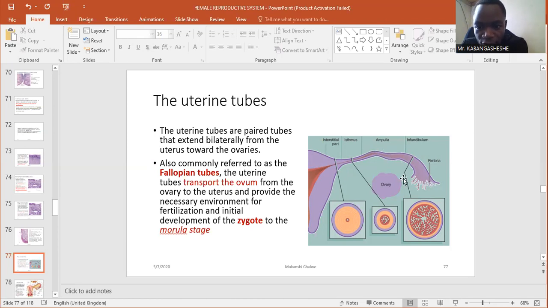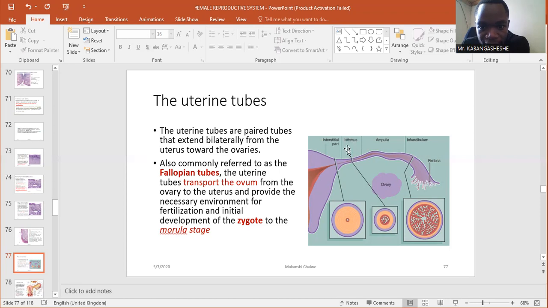And then, so think of sperm cells coming here from the vagina through the cervix, uterus, then they are coming there. Whereas the ovum is from the ovary through the fimbriae, enter the fallopian tubes, and then migrate there. So they will meet somewhere here. Okay. Then the fourth part is known as the isthmus.